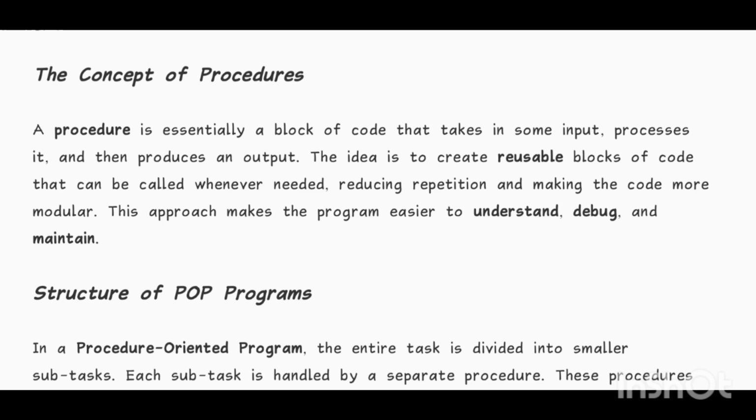The concept of procedures. A procedure is essentially a block of code that takes in some input, processes it, and then produces an output. The idea is to create reusable blocks of code that can be called whenever needed, reducing repetition and making the code more modular. This approach makes the program easier to understand, debug, and maintain.